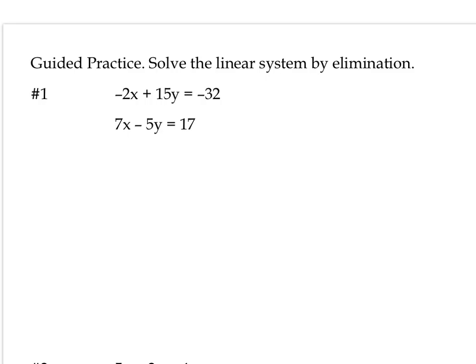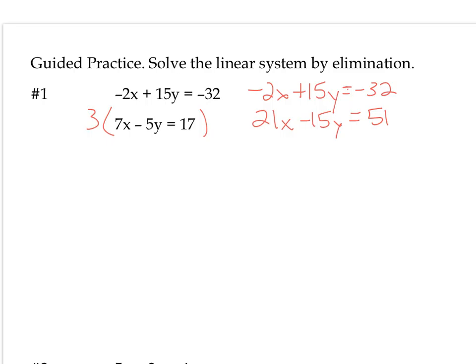That's going to make it a little more complicated. If we look at the y's, we have 15 and minus 5. So we should be able to identify that if I multiply that 5 by a 3, then I'll be able to eliminate the y's. Okay, so my first equation is just going to stay the same, minus 2x plus 15y equals negative 32. In my second equation, multiply everything by 3. And 17 times 3, which is 51.